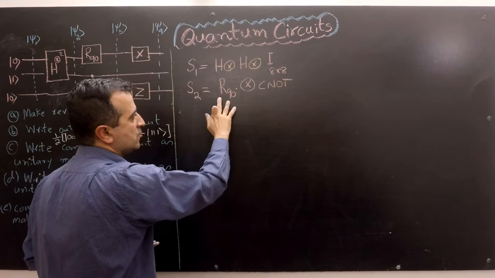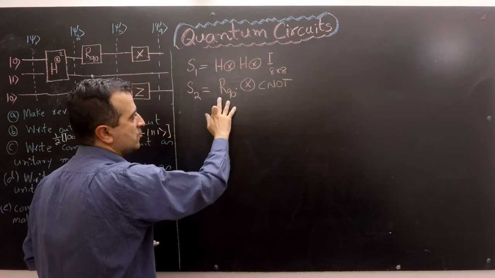But the question can be asked in what order I have to multiply, because matrix multiplication is not commutative. I cannot use any arbitrary order. Should I use this order? Stage 1, multiply by stage 2, multiply by stage 3. Or should I use this order? Stage 3, multiply by stage 2, multiply by stage 1. What do you guys think? Which order should I use? The answer to this question is that this is the wrong order and this is the correct order.